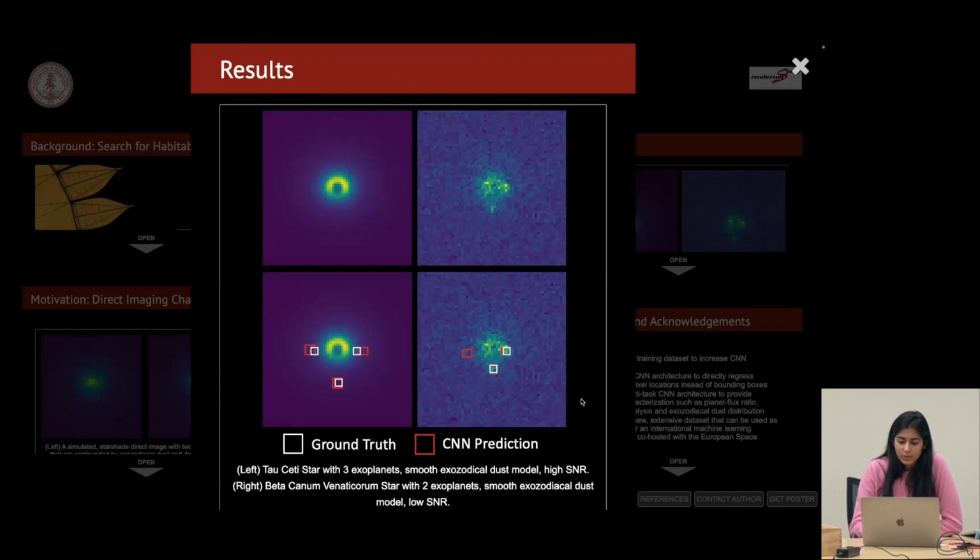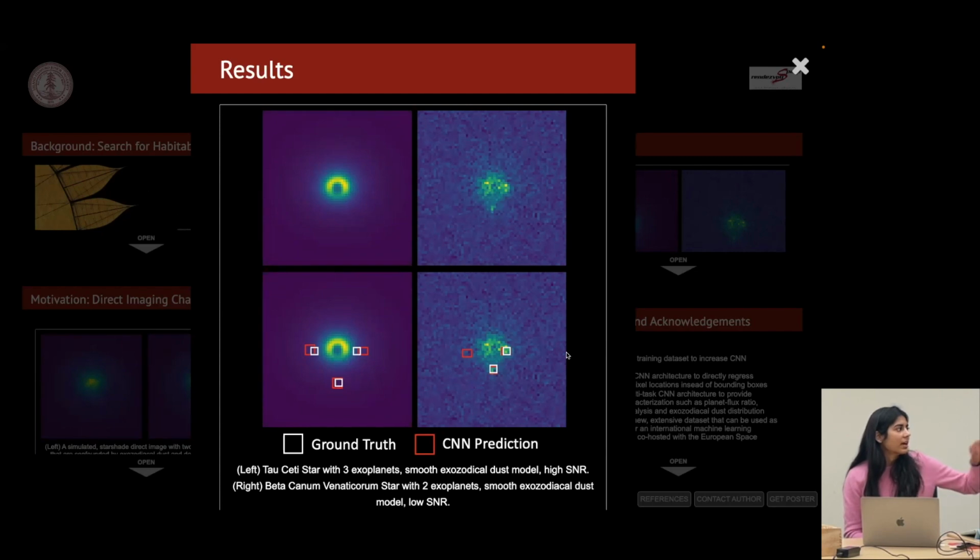So moving on to results. These are probably most well displayed using actual images showing the CNN predictions versus the ground truth predictions. The ground truth being the actual location of the planets in the images in the white boxes, and then the YOLO V3 predictions in the red boxes. And so you can see also the diversity of some of the images contained in the data set here.